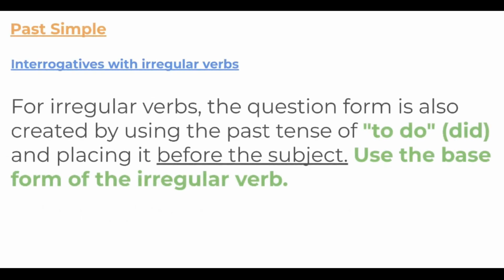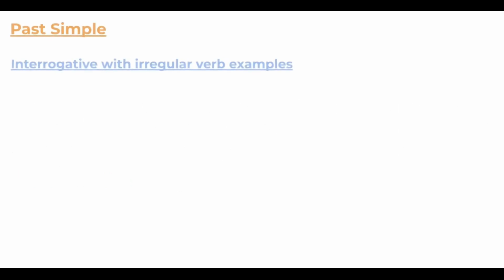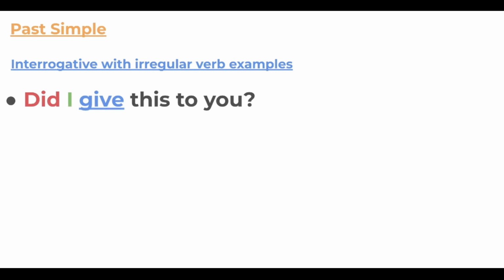Irregular verbs, we want to use did before the subject, and then just as with negatives, you probably can imagine, we want to use the base form of that irregular verb as well. Some examples here. Did I give this to you? So give, past tense becomes gave, so it's irregular, but here we use the base form for the question.